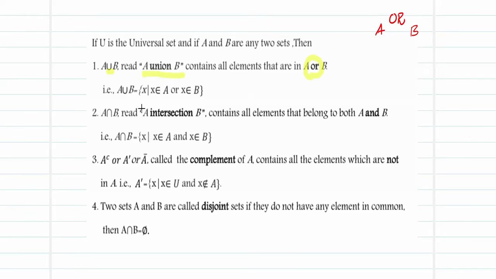So how do we denote them? By our set builder notation, A union B is equal to the set of all x such that x either belongs to A or it belongs to B.